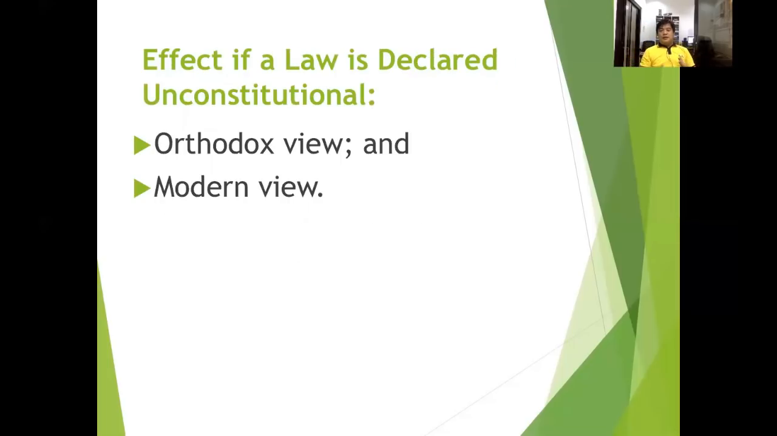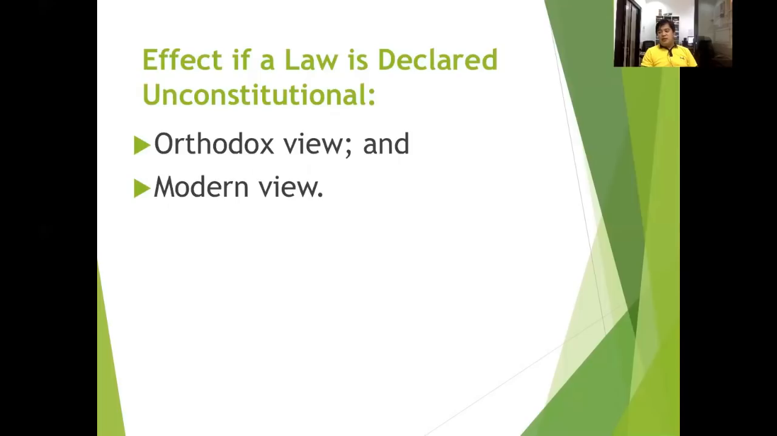Okay. What if a law will be declared unconstitutional? What is the effect? Okay, so I repeat, what if a law will be declared unconstitutional? What is the effect? So there are two views that we must consider. We have the orthodox view or the old view, and we have the modern view.